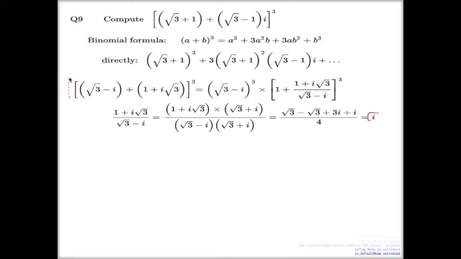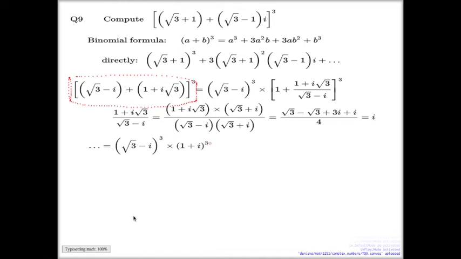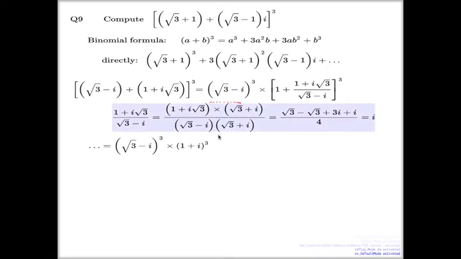The whole expression we need to compute becomes an expression of this type. First factor, and 1 plus i. This is i for this quotient. And now we can use the binomial twice. So you cannot avoid binomials in this example. I mean, this binomial expansion. You cannot avoid this. You need to use it.